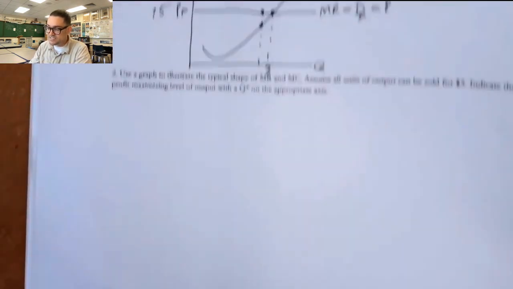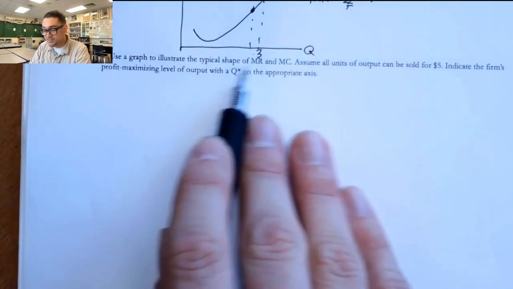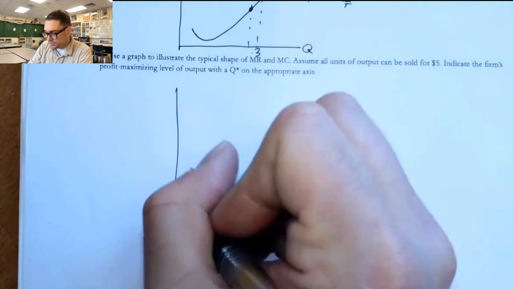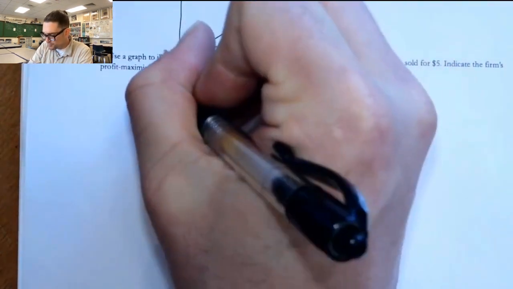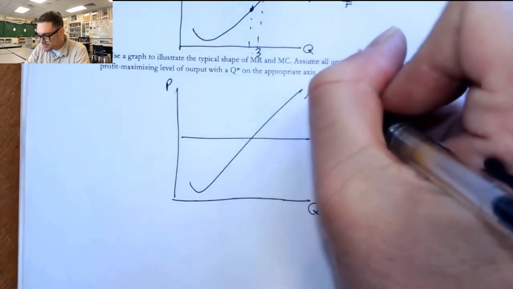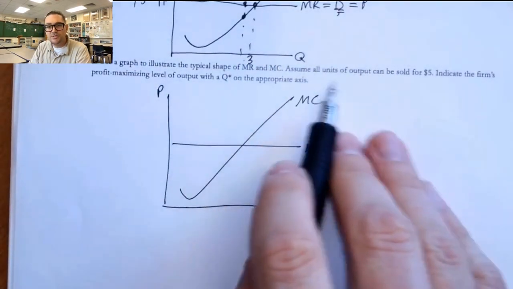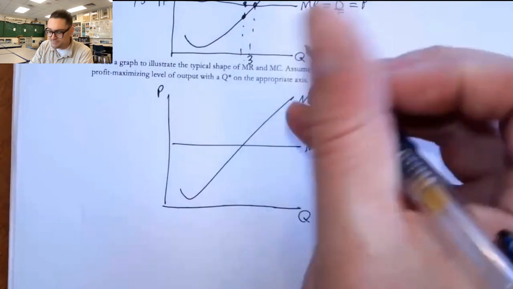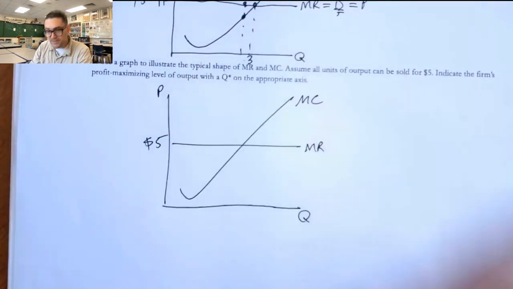All right, let's take a look at the second one, which says use a graph to illustrate the typical shape of MR and MC. So we're doing that process all over again, just one more time, good practice. We have MR and MC, and then assume all the units of output can be sold for $5. So we have $5. That's the price.